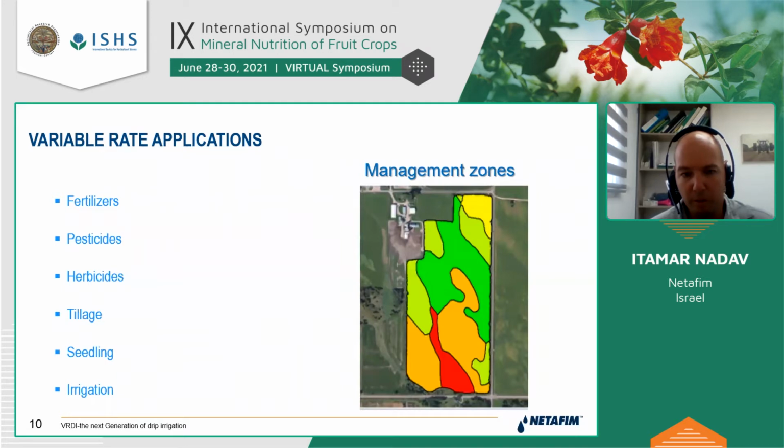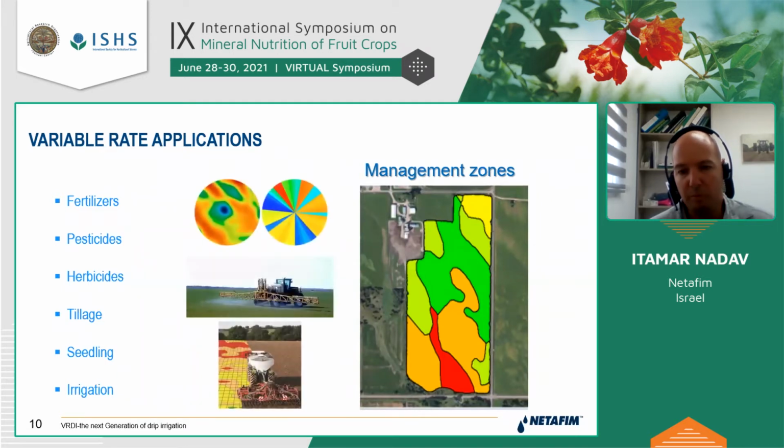But the problem here is that most of the technology available today for variable rate application is mostly for open fields and not for orchards. And this is the advantage for us in this case.